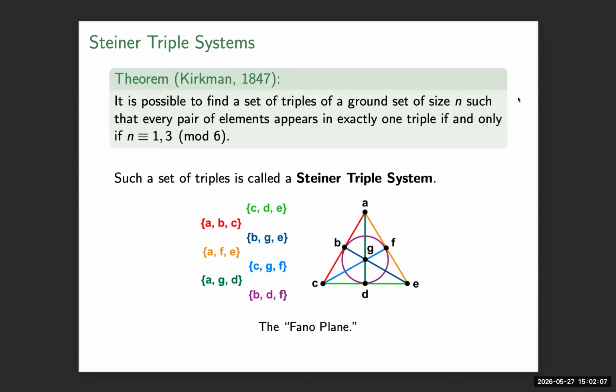Kirkman answered his own question, and in 1847 proved that it always is. More specifically, it is possible to find a set of triples of a ground set of size n such that every pair of elements appears in exactly one triple if and only if n is 1 or 3 mod 6. And such a set of triples is called a Steiner triple system. A little bit of a misnomer here, right? Proved by Kirkman, called a Steiner triple system.